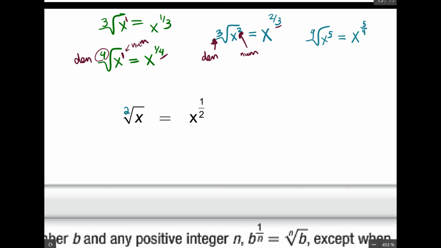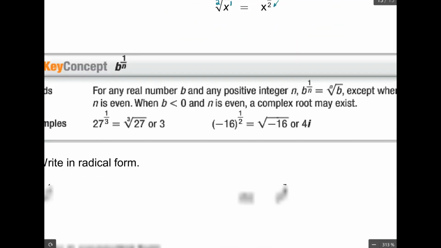So I have the second root, the square root of x. Secretly there's a 1 as my exponent, so I'll have 1 as my numerator and 2 as my denominator. So square root is the same thing as x to the 1/2 power.